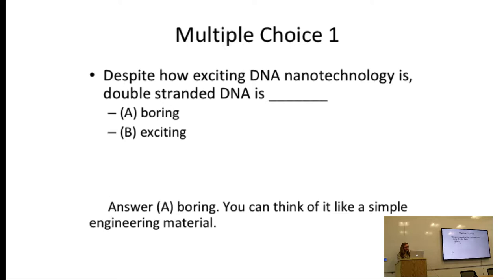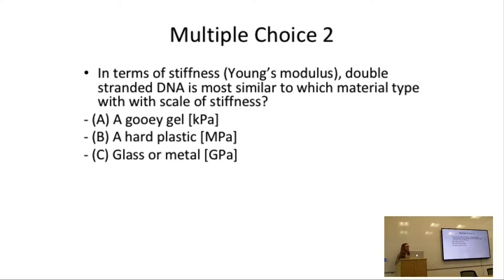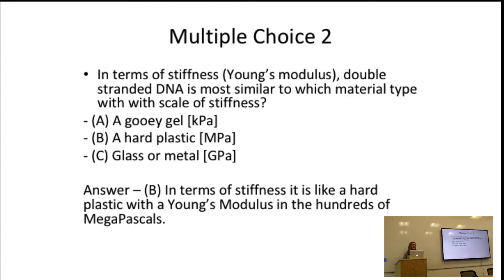Okay, and so the next one is, in terms of stiffness, Young's modulus, double-stranded DNA is most similar to which type of material? I don't know if I went over this in detail, but is it a gooey gel? No, right. So it's either a hard plastic or glass or metal, right? But I want you to take away from this that it's more like a hard plastic, right? So it's much softer than these like kilopascal tissues that it's around. So you could think of it as a scaffolding material. So anyway, answer B.